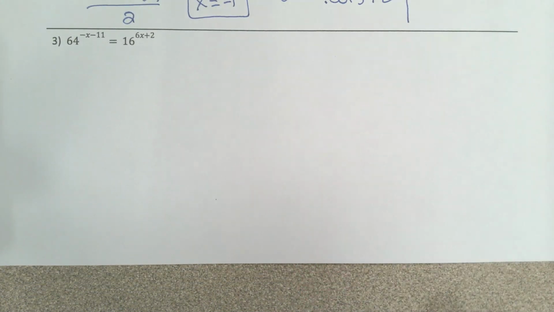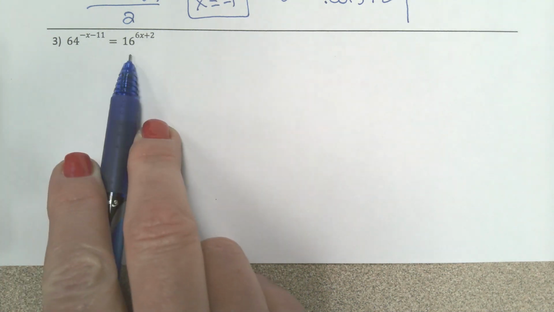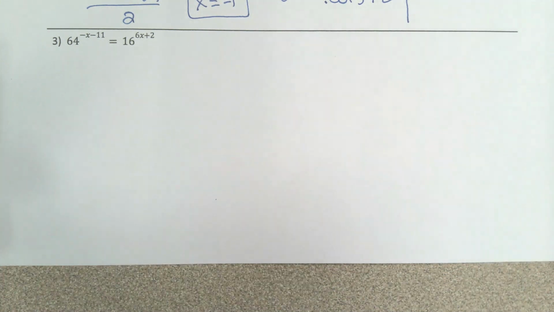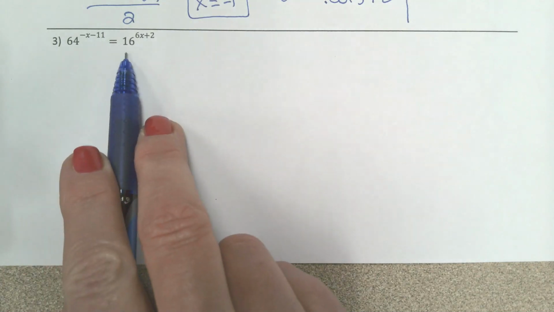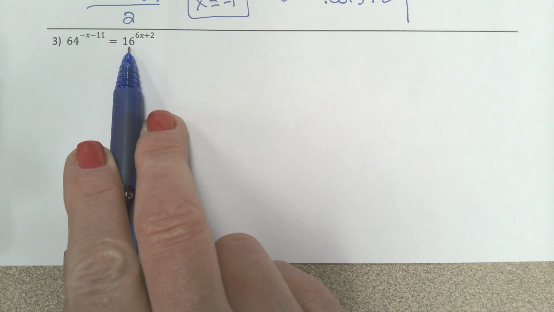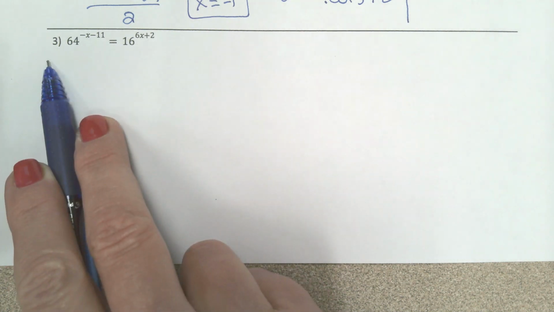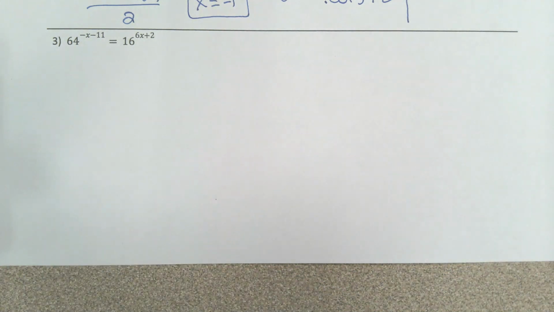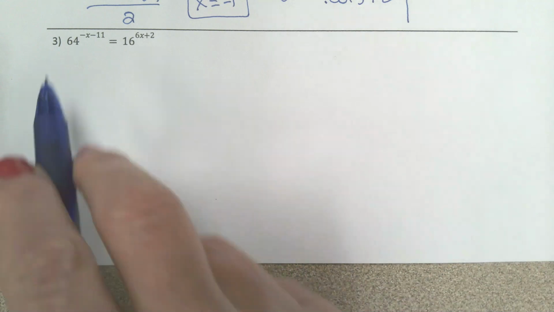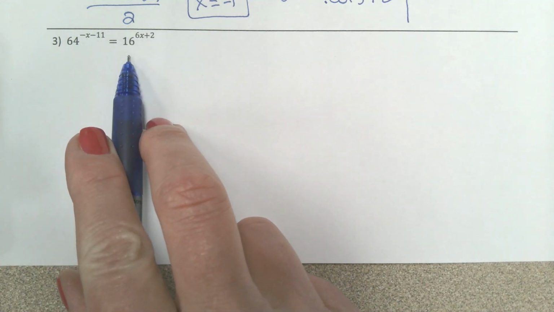Okay. All right, so on the next one, I have a base of 64 and a base of 16. So I've been trying to figure out, can I write the bigger number as the smaller number to some exponent? Well, if you take 16 to the second power, I can't remember what it is, but it's way more than 64. So I'm going to have to change both of these. So sometimes you just have to play with numbers.